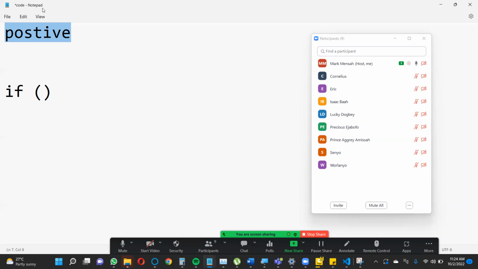Is any number greater than 0? Are you sure? Let's ask Eric. Eric, what will you tell the child? I think once you are greater than 0, you are positive. Okay, so luckily we told the child that any number greater than 0.